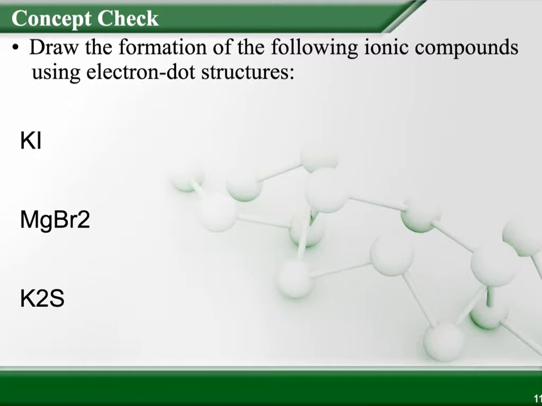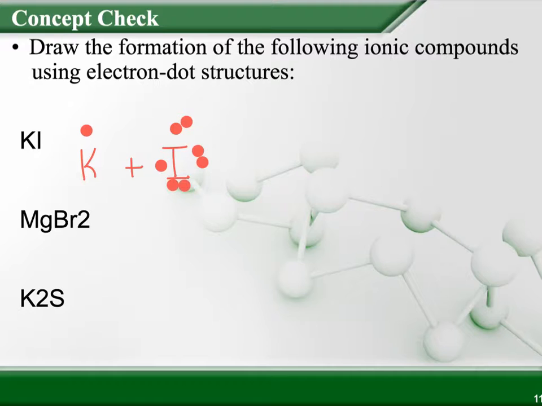So looking at the electron dot structures for these compounds, we have 1 potassium and 1 iodine. I am going to start by writing out the symbols, and then I am going to draw the electron dot structures. Potassium is in group 1A, it has 1 valence electron. Iodine is in group 7A, it has 7 valence electrons. So those are my electron dot structures.